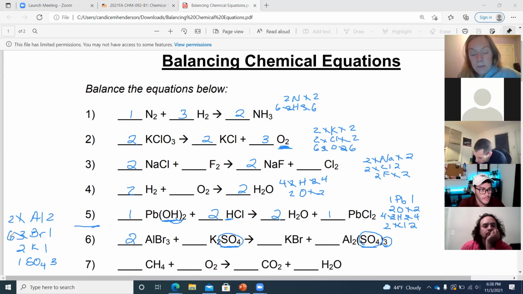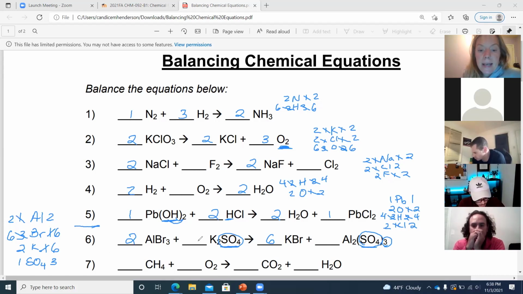So we could go ahead and balance bromine if you want. Bromine, on this side, there's only 1 and I need 6 of them. So I'm going to throw a 6 in front of it. That changes bromine to 6. It also changes my potassium to 6 because that coefficient applies to everything within the compound.